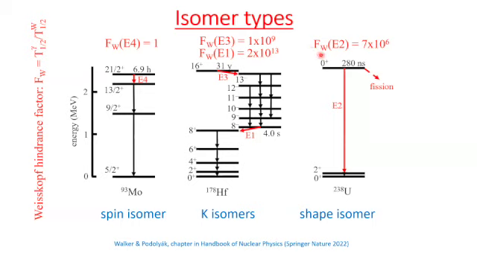And then the shape isomer, the inhibition, about 10 million, is from the change of shape from super deformed to normal deformed. And this is an example of a fission isomer. So part of the decay is through fission and part is through electromagnetic emission.